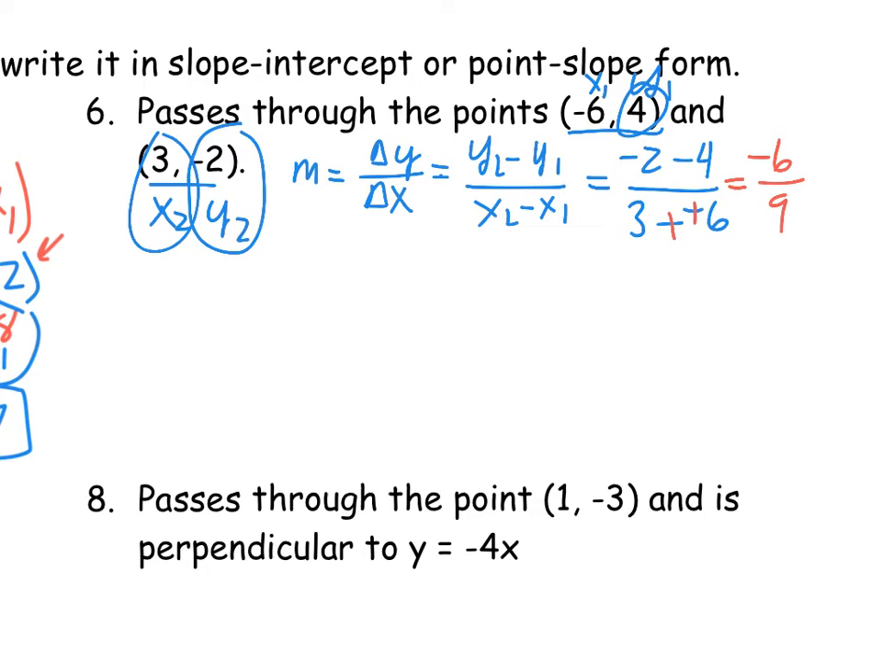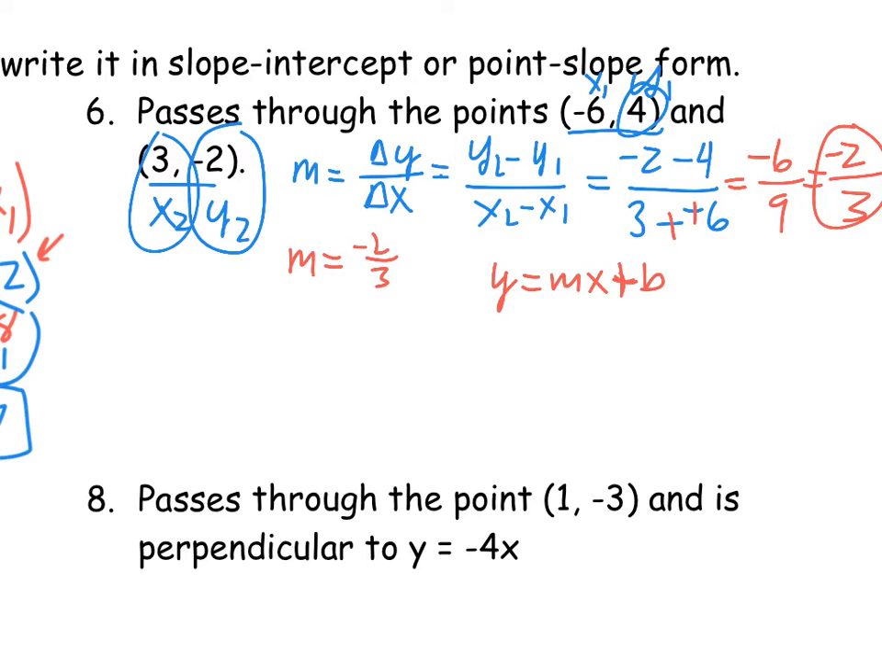They're both divisible by 3, so I'm going to divide them by 3. Negative 6 divided by 3 is negative 2. 9 divided by 3 is 3. So our slope, m, is negative 2/3. I'm just going to plug this one into slope-intercept form. y equals mx plus b. So we're going to plug in an x point, and we're going to plug in the slope.